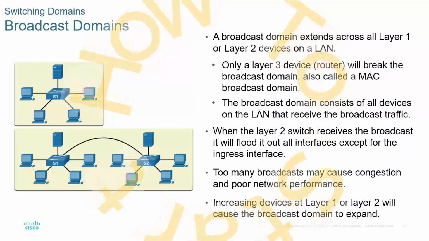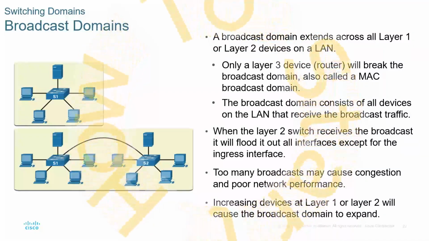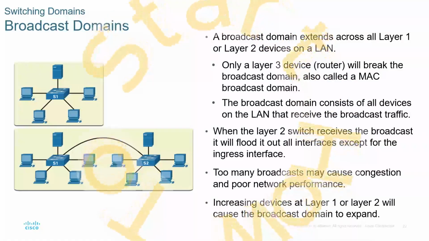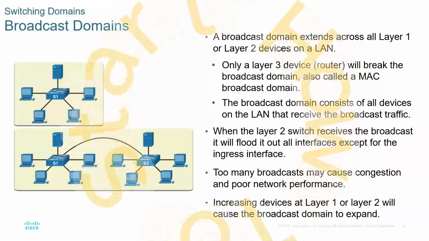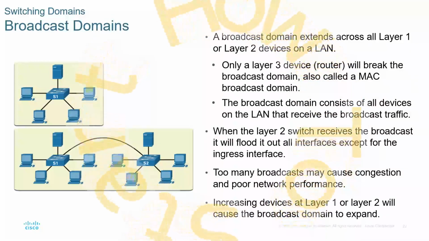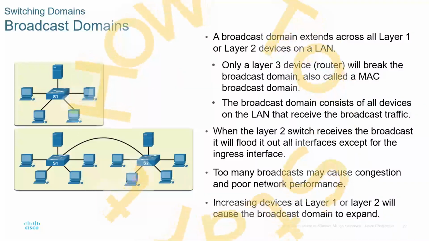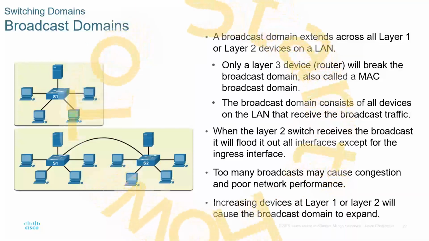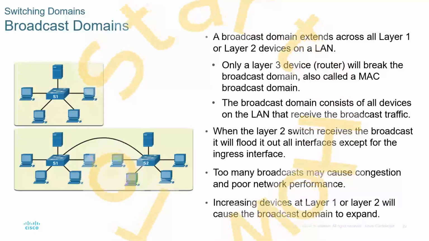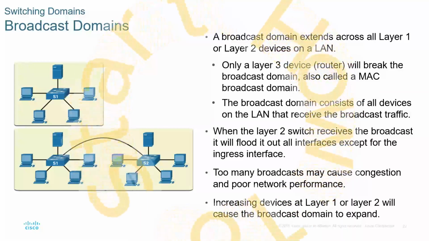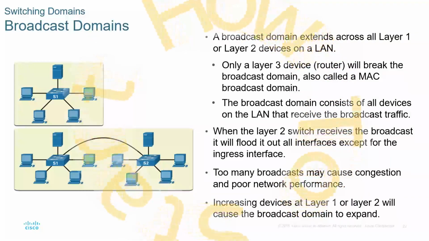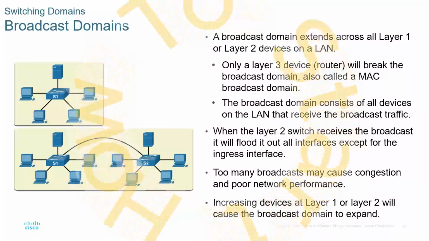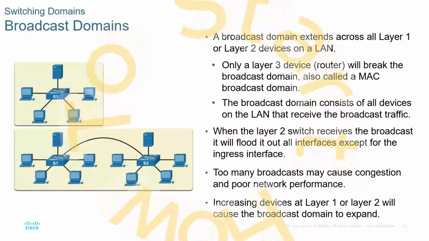When the layer 2 switch receives the broadcast, it will flood it out all interfaces except the one it received on. If there is a switching loop, the broadcasts can actually loop. In a later chapter, we will talk about loop prevention. But again, broadcasts that happen too frequently may cause congestion and cause the switches to perform poorly, because a switch has a processor and memory, and broadcasts eat that memory up.